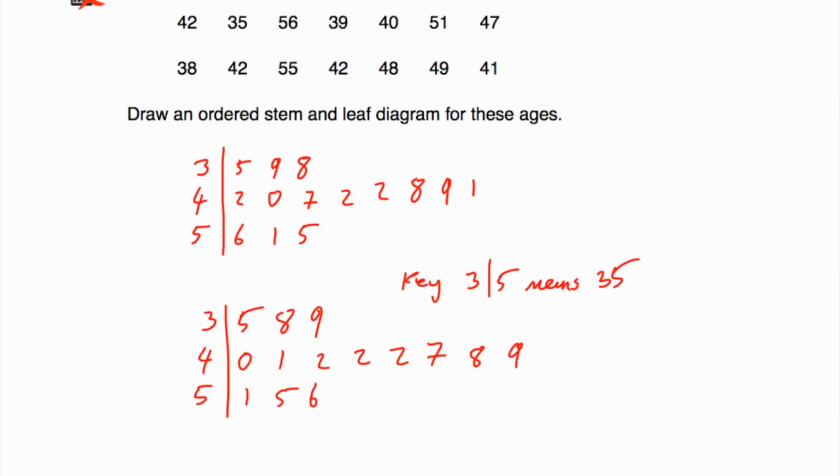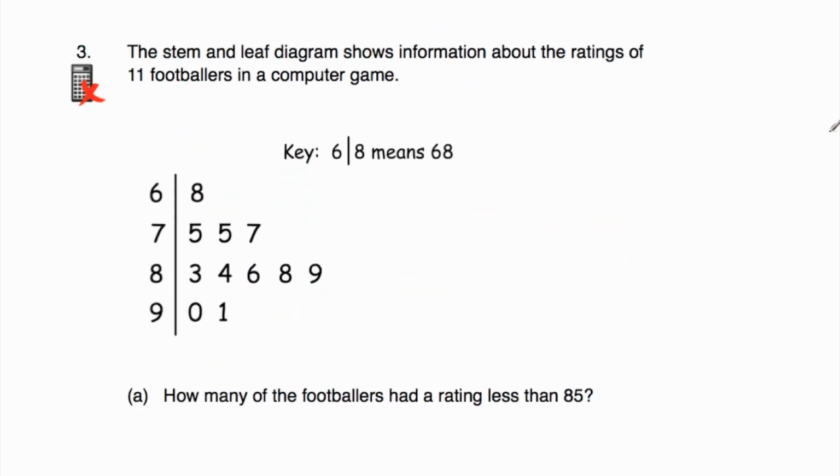Okay, let's have a look at our next question. So question number 3. Question number 3 says the stem-leaf diagram shows information about the ratings of 11 footballers in a computer game. So there's a football game and each of the footballers gets an overall rating and we've got their ratings. So we've got our key as 6 line 8 means 68. So we've got 68, 75, 75, 77, 83, 84, 86, 88, 89, 90 and 91.